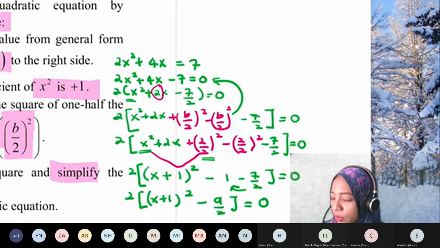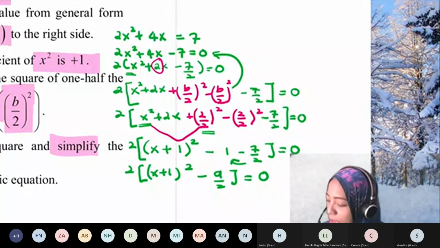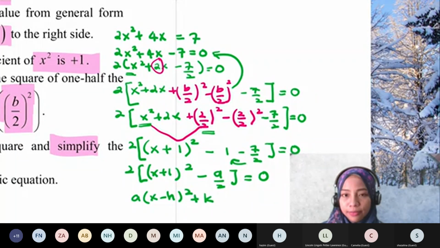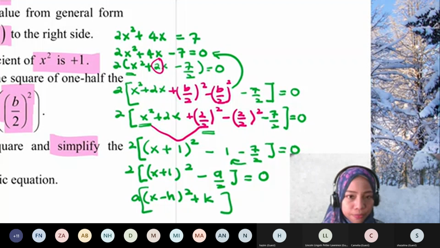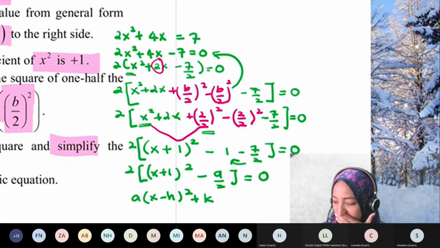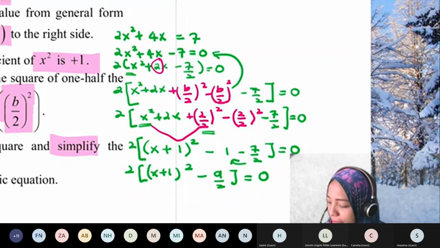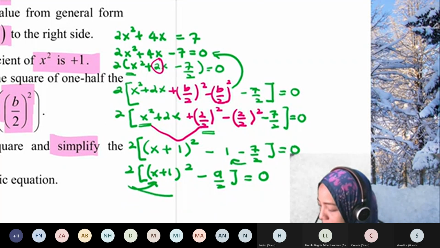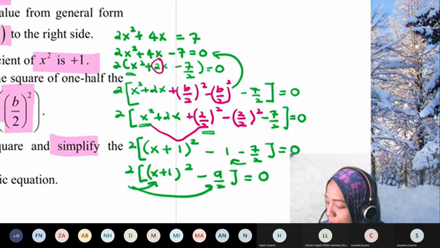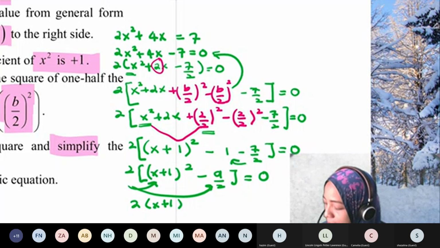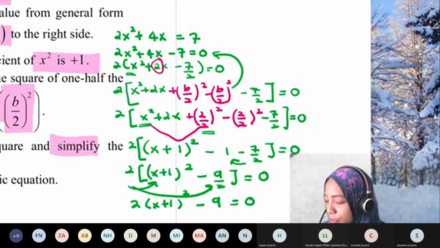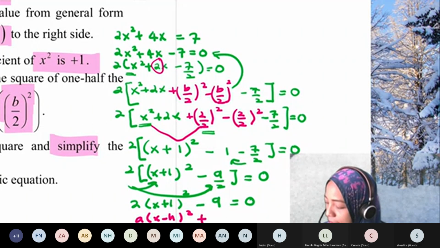Equals to 0. Okay, adakah kita nak bentuk ini? Tidak. Kita nak bentuk ax minus h square plus k. Okay, kita bukan nak dia dalam bracket macam tu. So, apa yang kita buat? Kita kena expand semula. Expand every terms yang dipisahkan dengan negatif ini. So, 2x plus 1 square minus 9 equals to 0. So, adakah ini sudah menepati ax minus h square plus k? Yes.